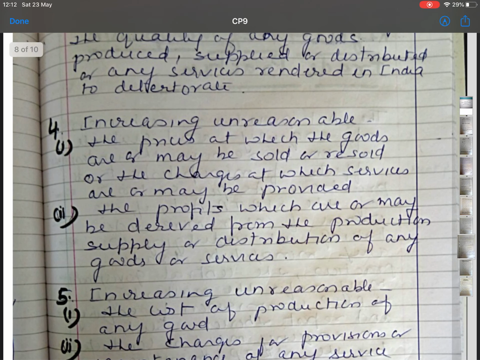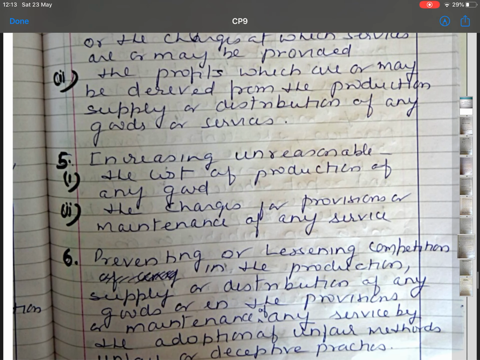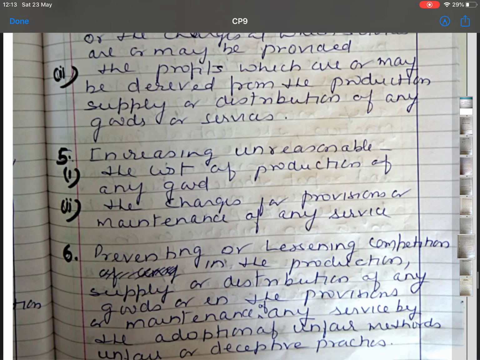Fourth is increasing unreasonably the prices at which the goods are or may be sold or resold, or the charges at which the services are or may be provided, or the profits which may be derived from the production, supply, or distribution of any goods or services. Fifth is increasing unreasonably the cost of production of any goods, or the charges for provision or maintenance of any services.